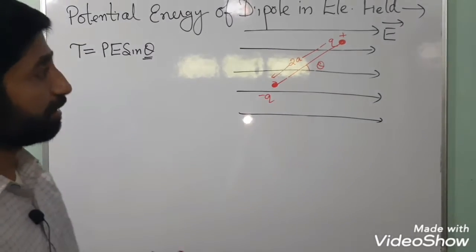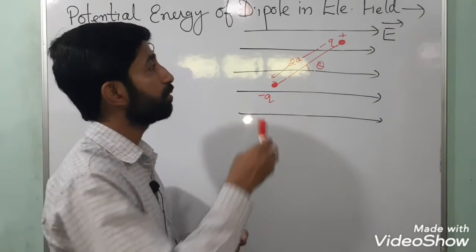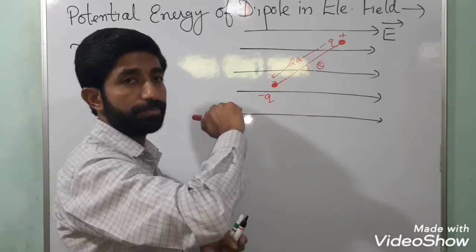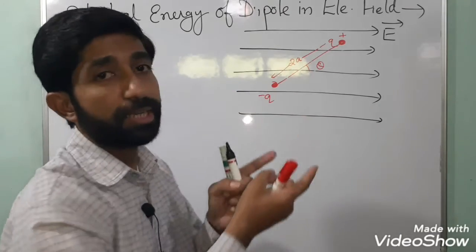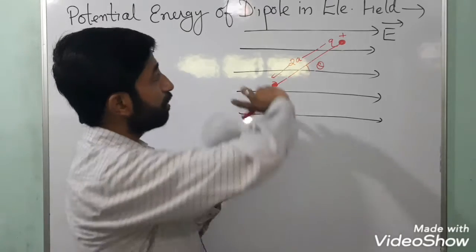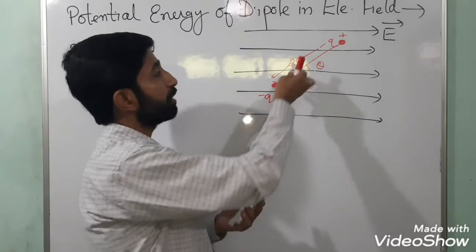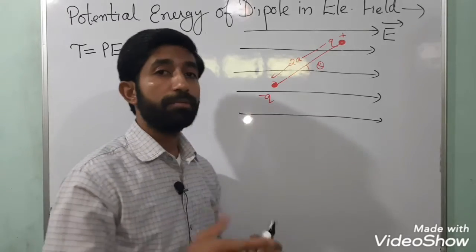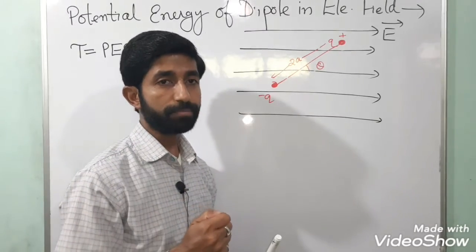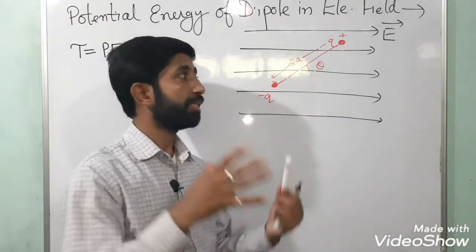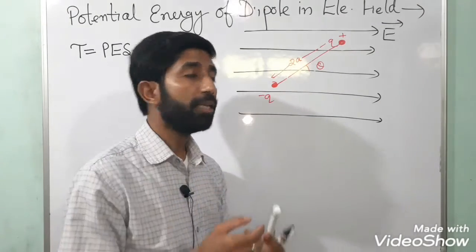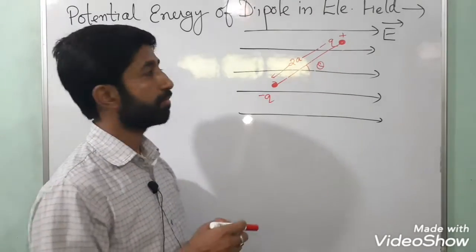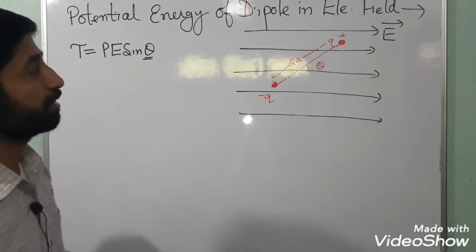So now what if you want to rotate the dipole in its opposite direction, that is anti-clockwise? Earlier the field was trying to rotate the dipole in the direction of the field. Now if you want to rotate it anti-clockwise, then we must do some work, and that work, as it keeps on storing, becomes the final potential energy of the dipole in the electric field. Okay, so we shall derive an expression for that.